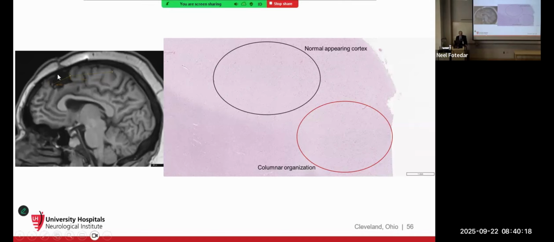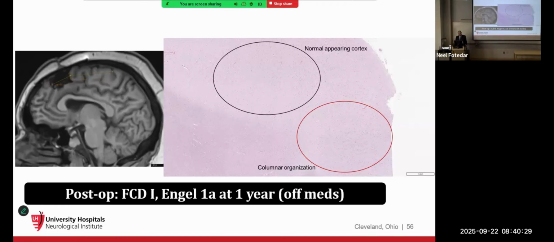We did use acute ECOG to guide the resection margin posteriorly, and she ended up having FCD1. If you look at this red circle here, you can see microcolumns on an H&E stain, which is very typical of FCD. She has Engel 1A outcome at 1 year. She took herself off meds. Didn't give me a chance, but she has a very good outcome.